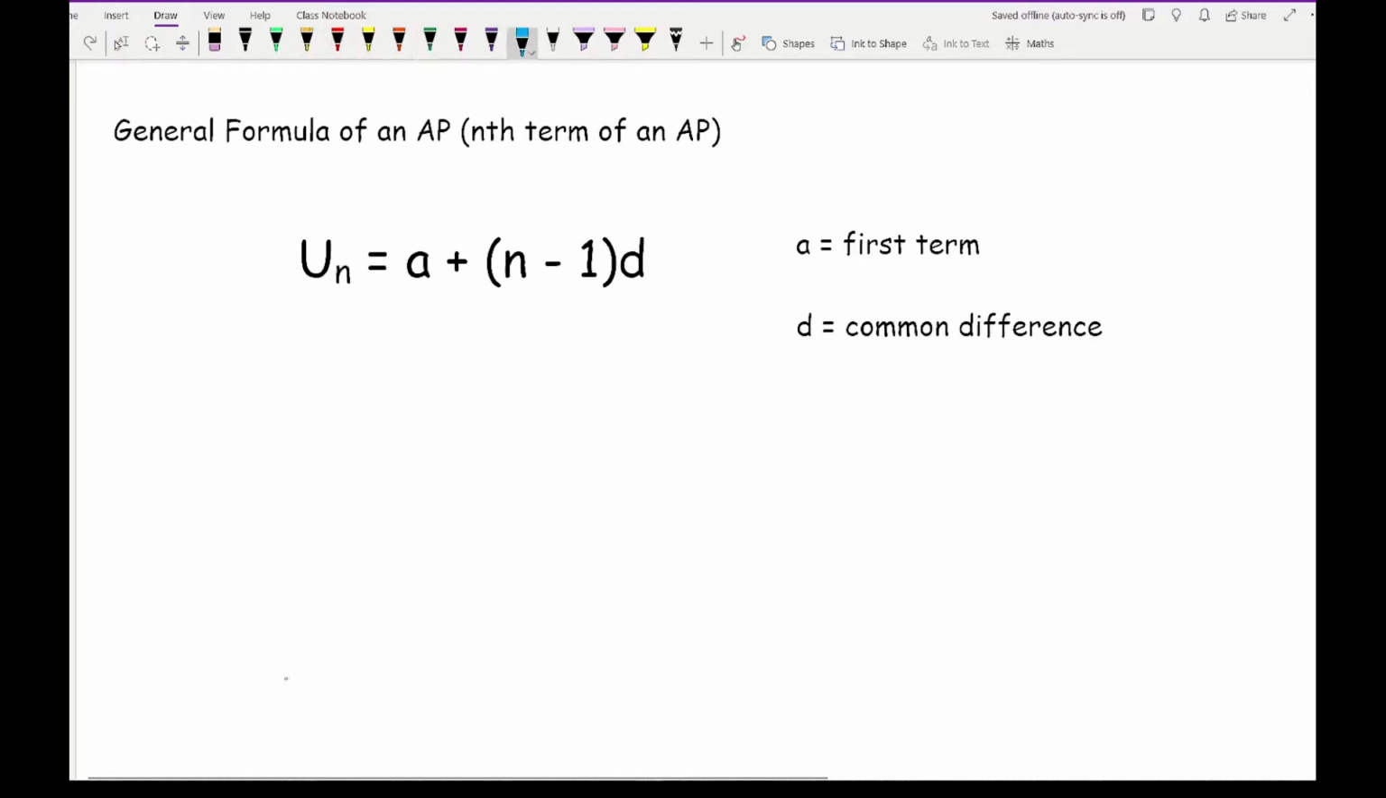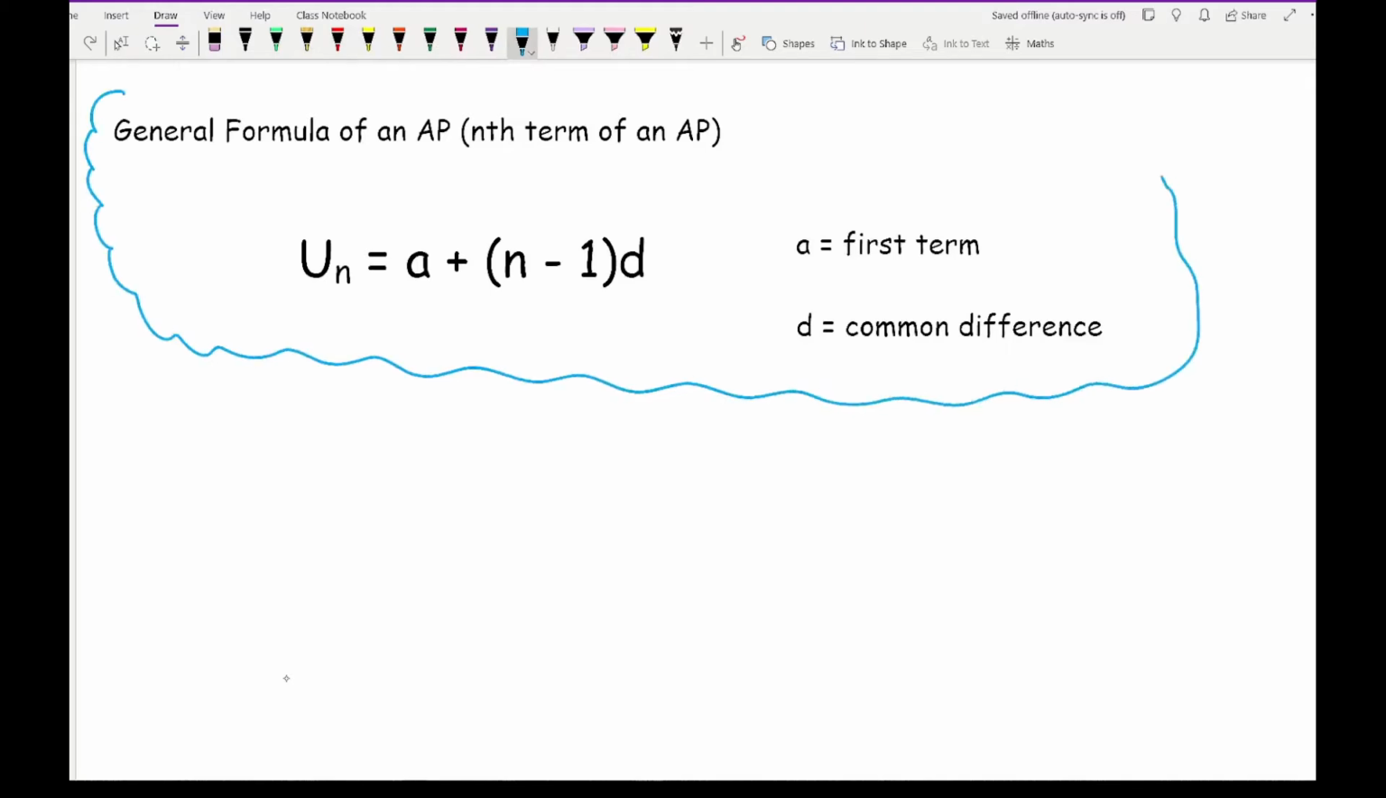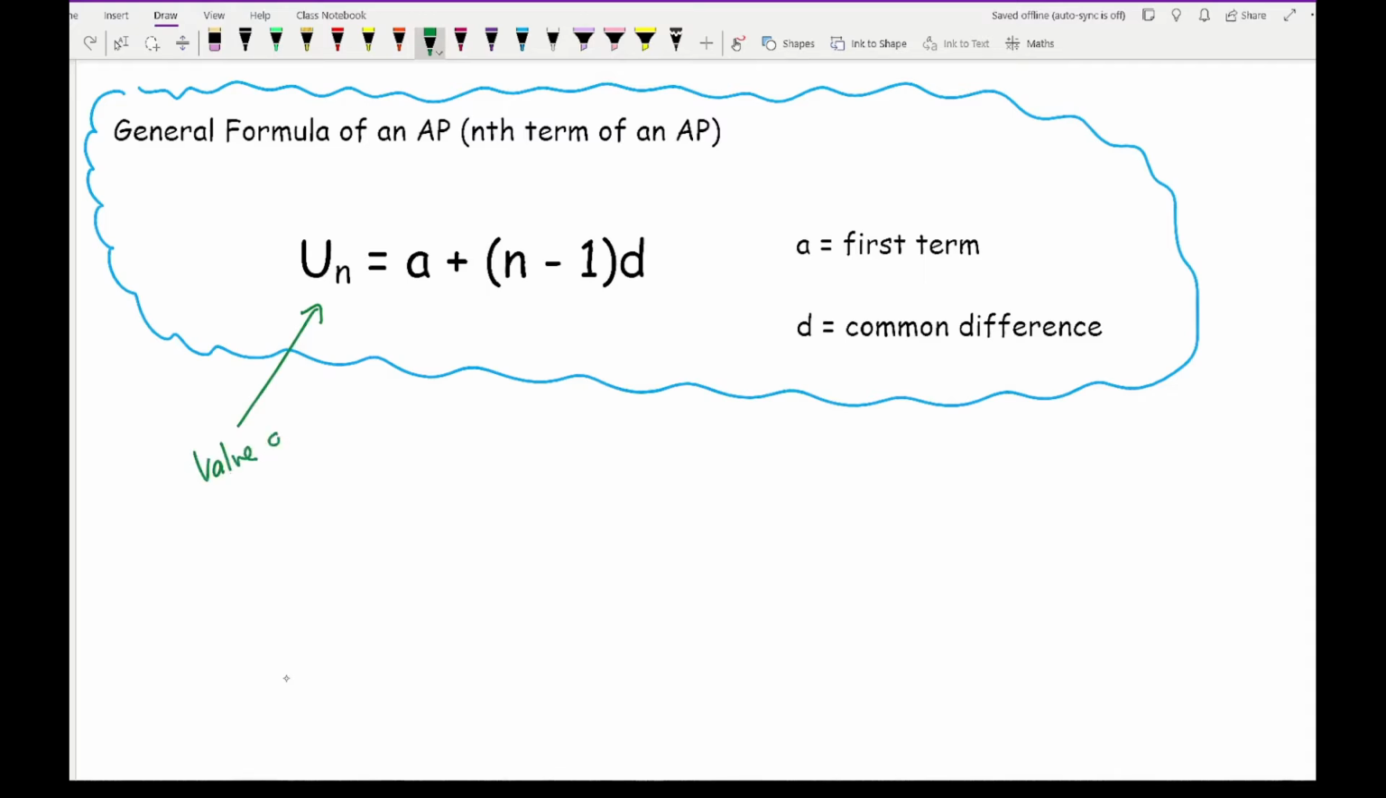Now this formula is given to you in the A-level exam in the formula book, but obviously we still need to practice how we actually use it. Now Un is basically the value of the term at n. And obviously A is our first term and D is our common difference as previously mentioned. Now n minus 1 allows us to figure out what the coefficient of D is going to be, which can be easily done as we've already shown.